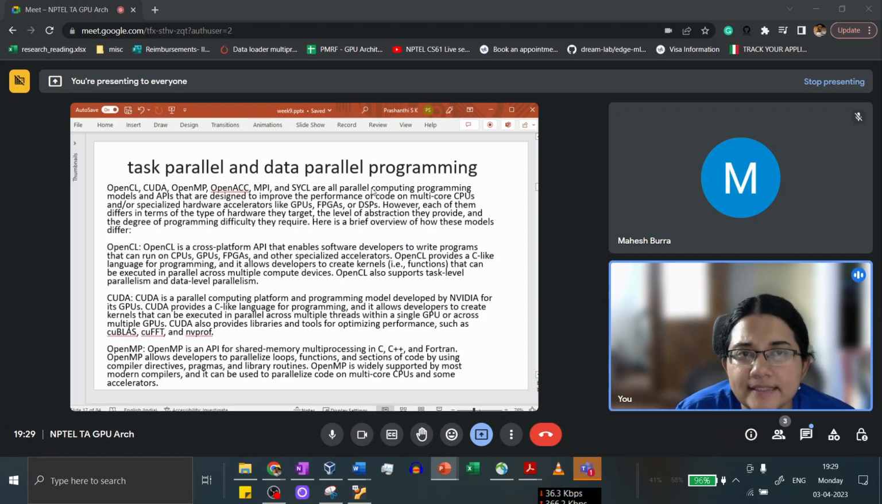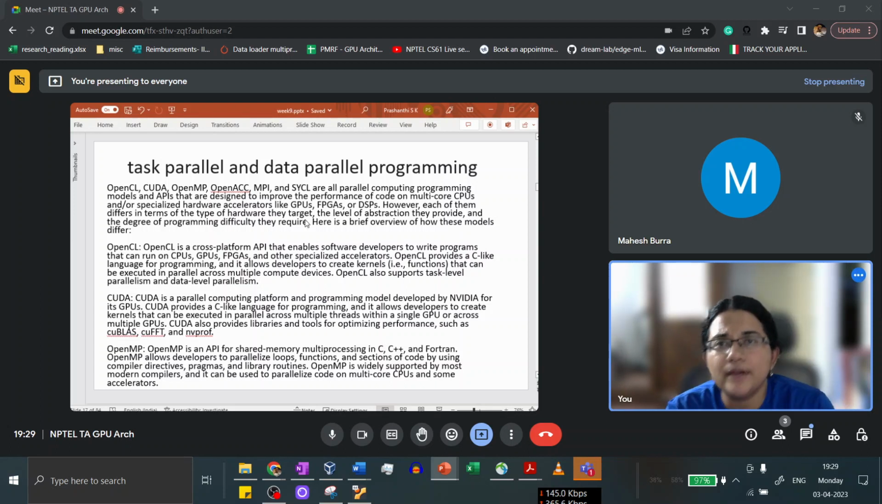So all of these are parallel computing models, and they also have APIs that are designed to improve the performance of code on multi-core CPUs or specialized hardware accelerators like GPUs, FPGAs, DSPs. But each of them differ in the type of hardware they target. Like we've looked at OpenCL and CUDA so far, right? So at least with these two, you know which hardware they target. You also have looked at the level of abstraction they provide.